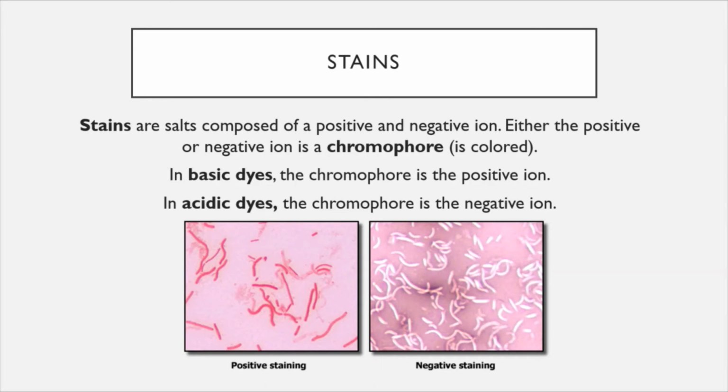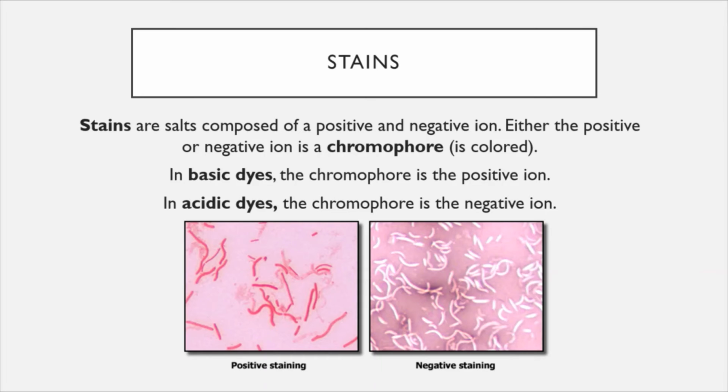In acidic dyes, the opposite is true. Because acidic dyes have a negatively charged chromophore, that colored component is actually repelled by the bacteria. It wants to attach to anything but the bacteria. So this creates a negative image, or as we call it, negative staining, where the background is colored, but the bacteria appear uncolored here.